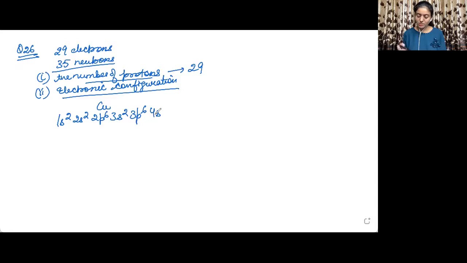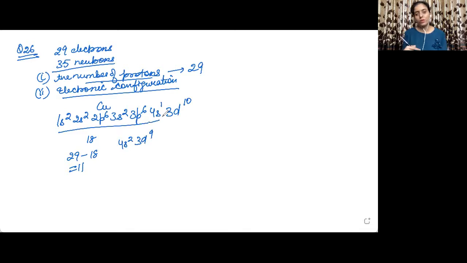Now how many electrons are still there to be filled? 18 have been filled. Then 29 minus 18, 11 are yet to be filled. Now 3d is there after 4s. So 3d10, 4s1. The expected configuration is 4s2, 3d9, because 4s is filled before 3d. Okay, according to the energy levels, 4s will be filled before 3d, but copper has an exceptional configuration. Okay, so this is very important. Copper has exceptional configuration because of the stability of this very configuration. So this is the configuration of copper.